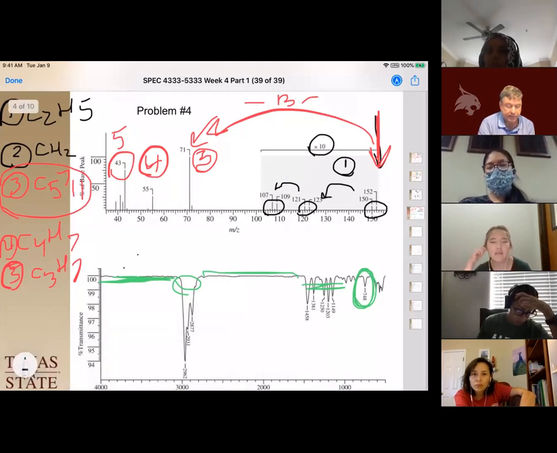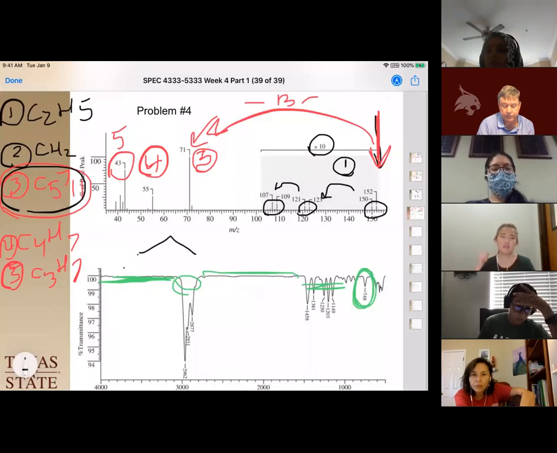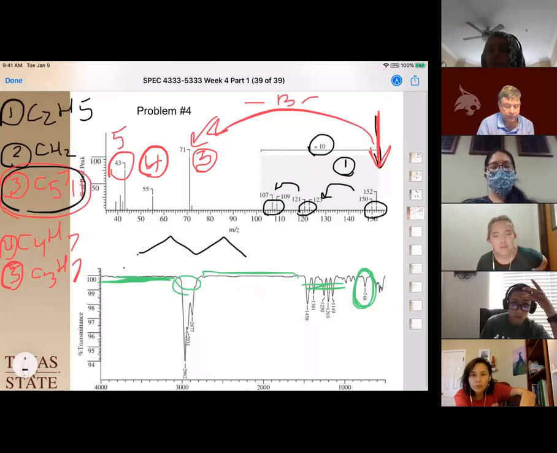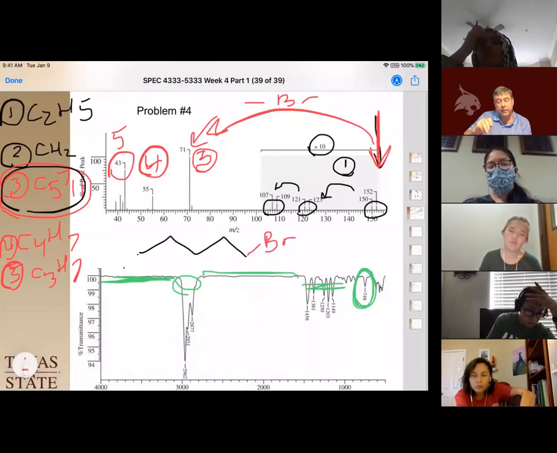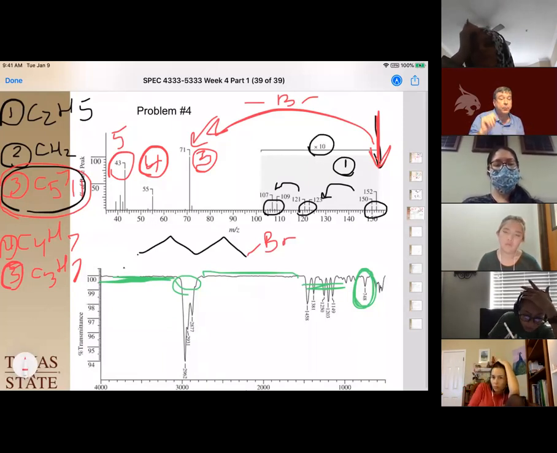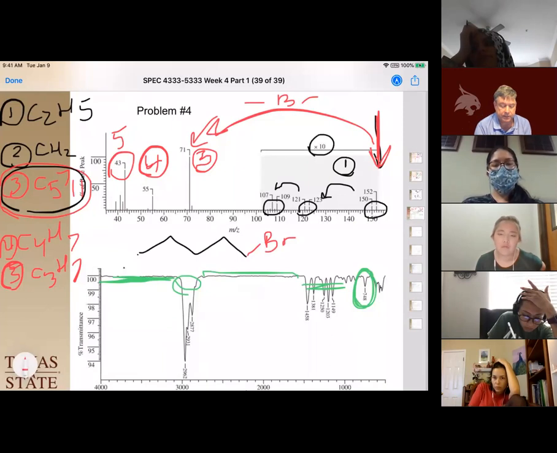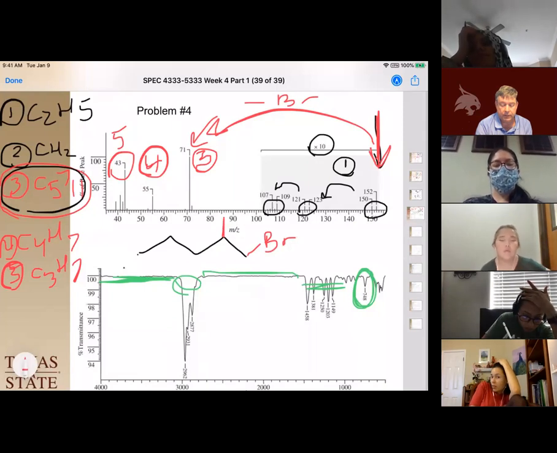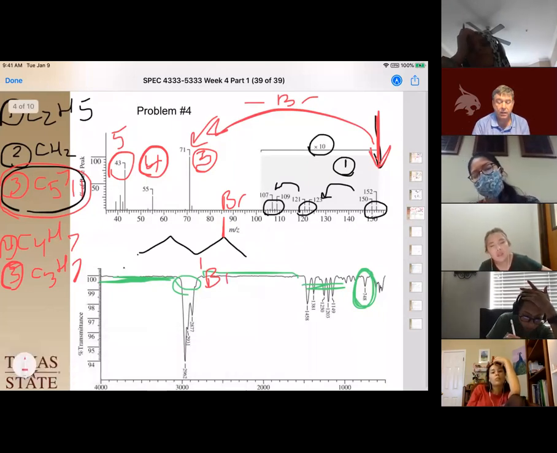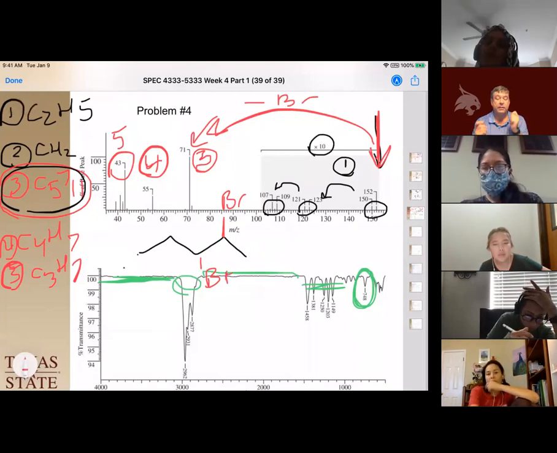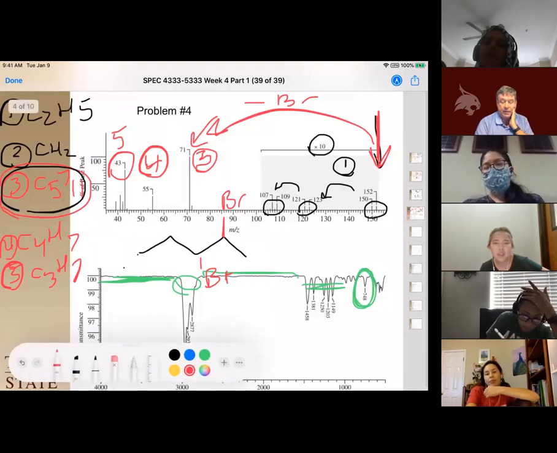Okay, so we say it's a C5 chain, 1, 2, 3, 4, 5, and then we have a bromine on there. But because it didn't go 14, 14, 14, 14, it's probably not that. So I'm going to suggest that we have our bromine somewhere either here or here. Why do I suggest it either there or there? We have a little bit of evidence to suggest either one, because they could be either one.